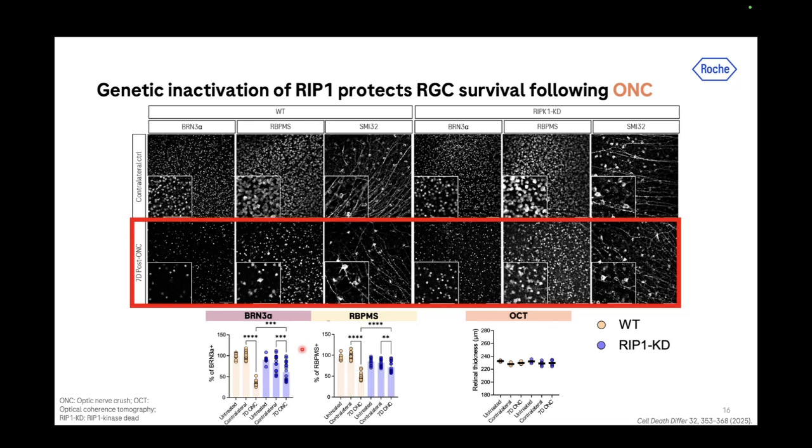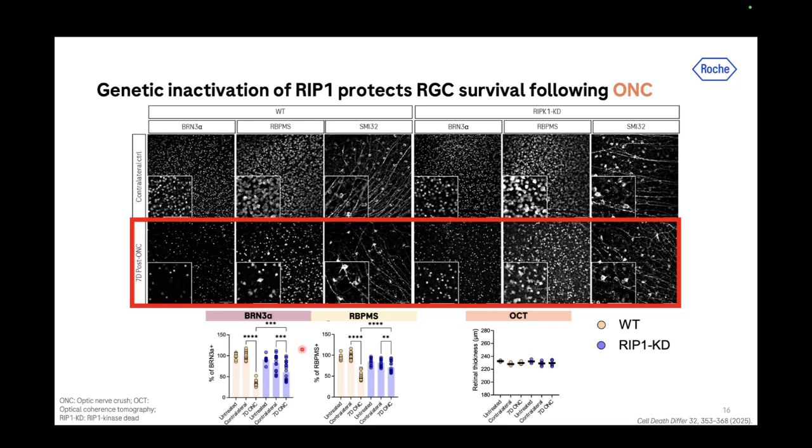So here we show retina plate mount like the previous slide, and in wild type mice we observed substantial loss of BRN3 alpha and RBPMS positive neurons, which are RGCs, as well as a reduction of SMI32 labeled axon density. And SMI32 positive RGC cell bodies do not really show significant shrunken cell body morphology in optic nerve damage, in contrast to the IRI model in wild type.